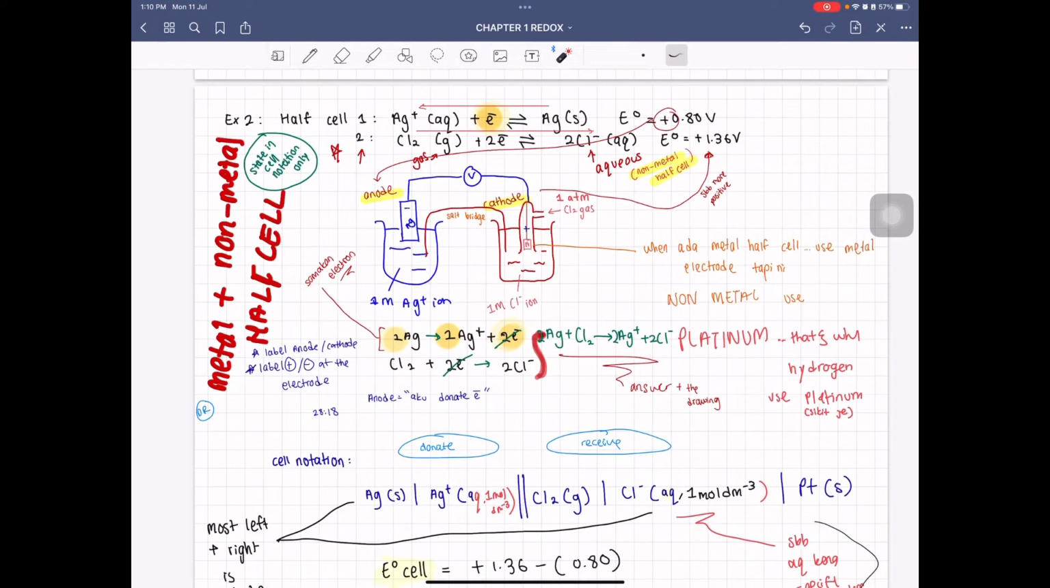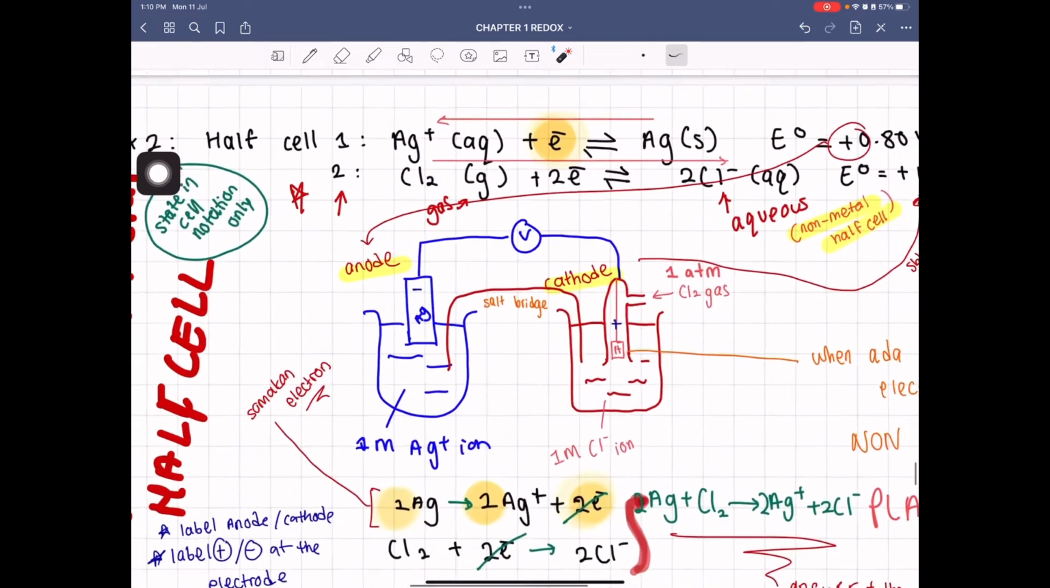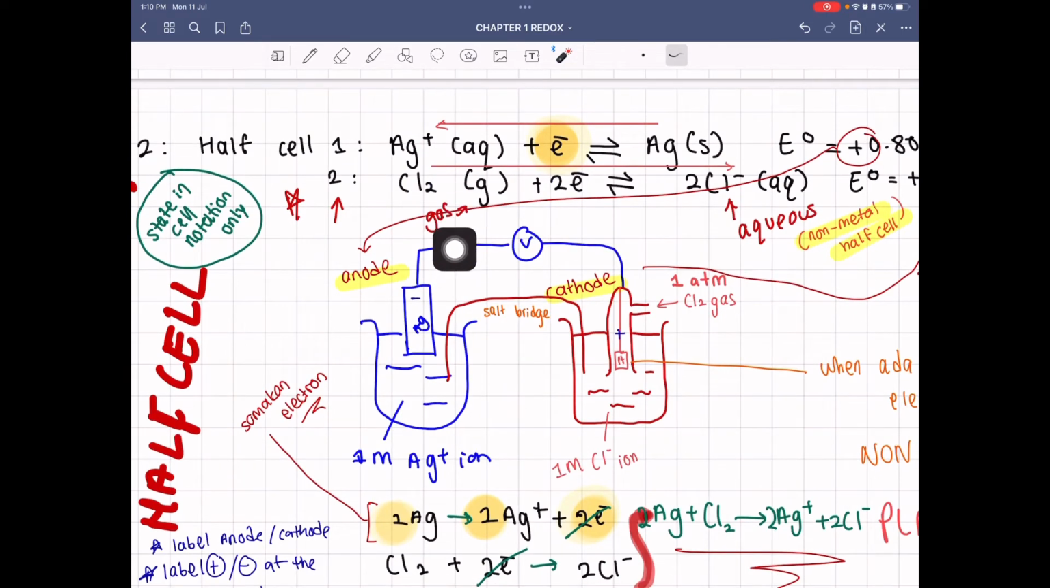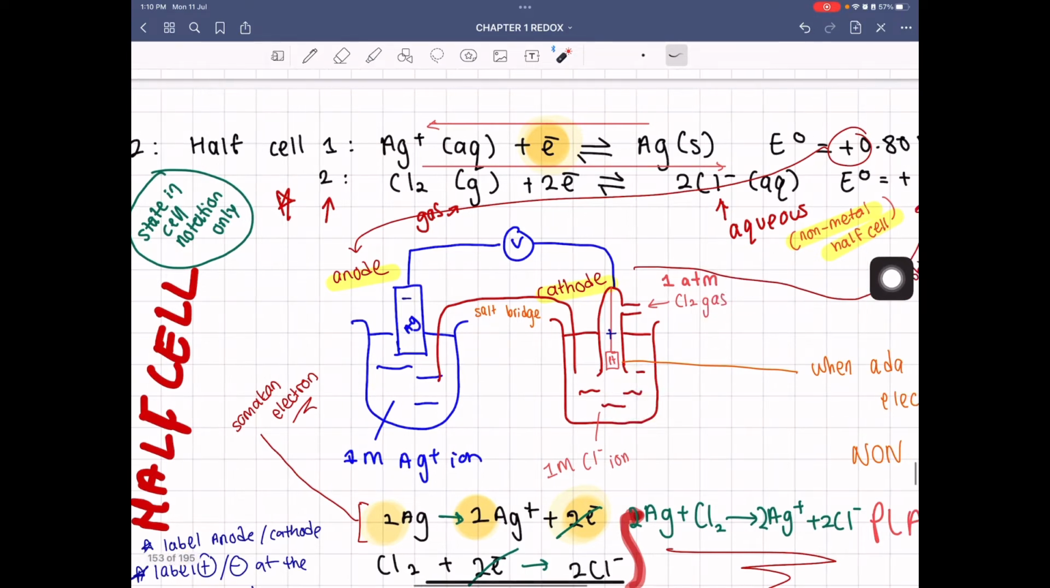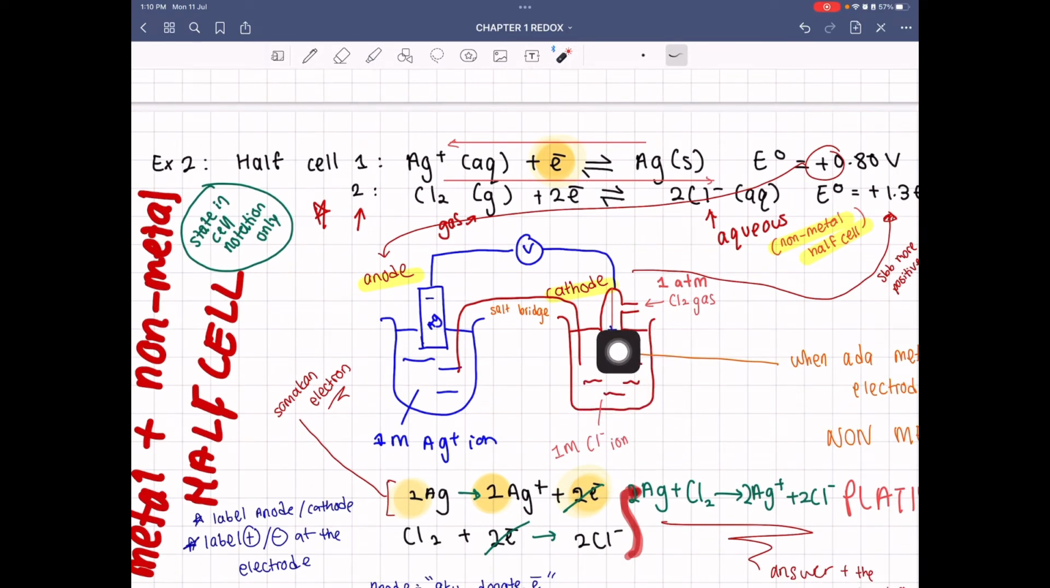Example number 2 that we're going to check out is this. We have cells here, which is the silver, and the chlorine over here. Now chlorine, if you look closely, is a gas. Okay, so it's different. So this is how the diagram is going to look. And if you notice, it doesn't use a chlorine electrode, it uses a platinum electrode. And the chloride ion is in the solution itself.